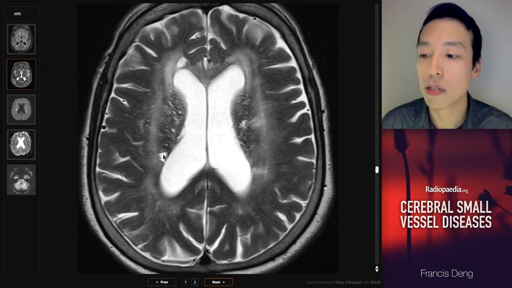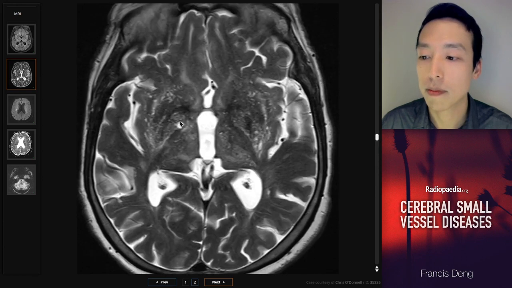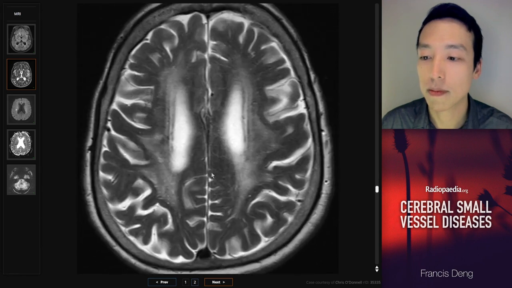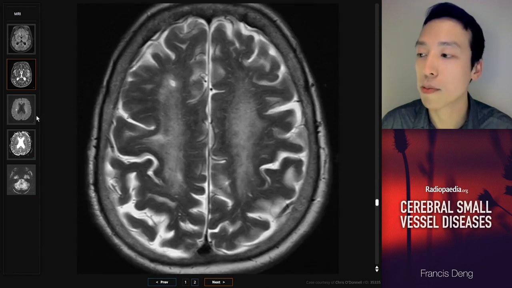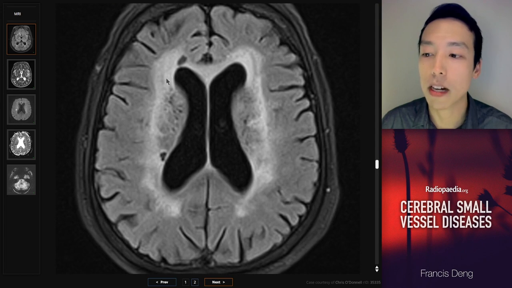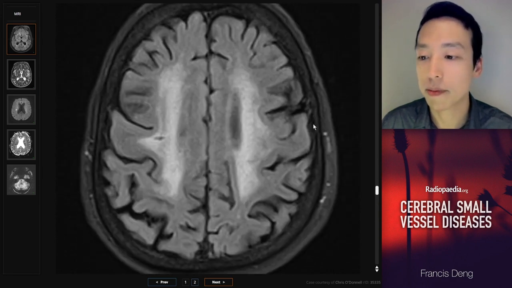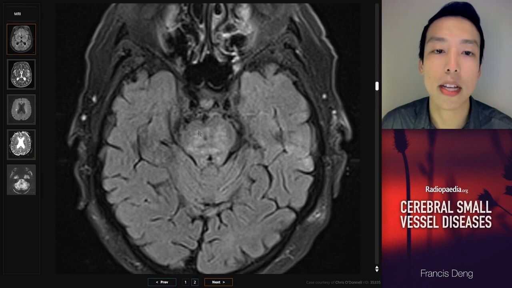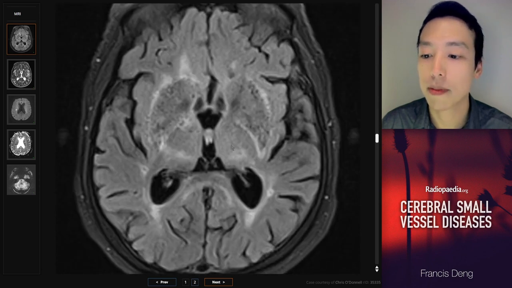On T2 weighted imaging, we see these fluid signal intensity cavities. These are lacunes in the periventricular white matter, in the basal ganglia region, as well as the centrum semiovale. On FLAIR, we see confluent, severe white matter hyperintensity. We would call this Fazekas grade 3. There are also subcortical hyperintensities that involve the brainstem, here in the pons, and here in the thalami as well.